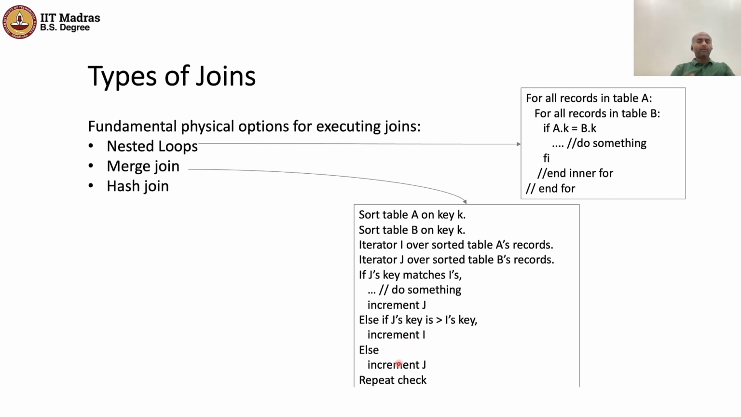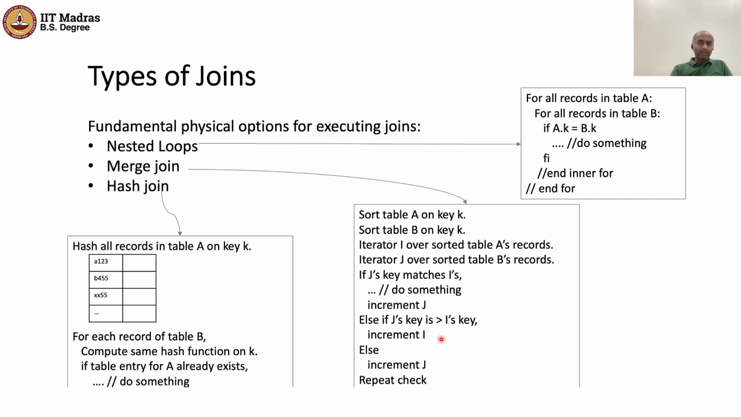And vice versa. If I is actually moved on, J is actually at an earlier key, then you increment J and then start the entire check. So this way, the comparator is always applicable only to a local neighborhood, like I mentioned. So you don't have to worry about the entire grand join that you need to perform. But this is possible only if the data is actually ordered based on the key. So the sorting is a critical prerequisite for this join to work.